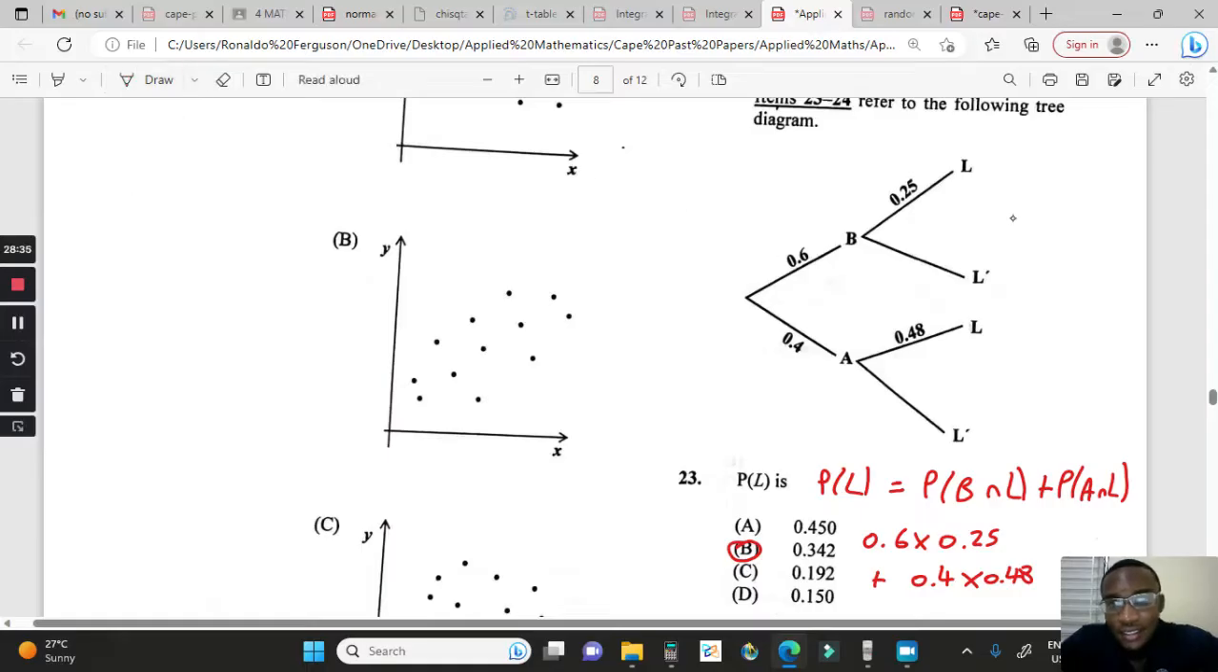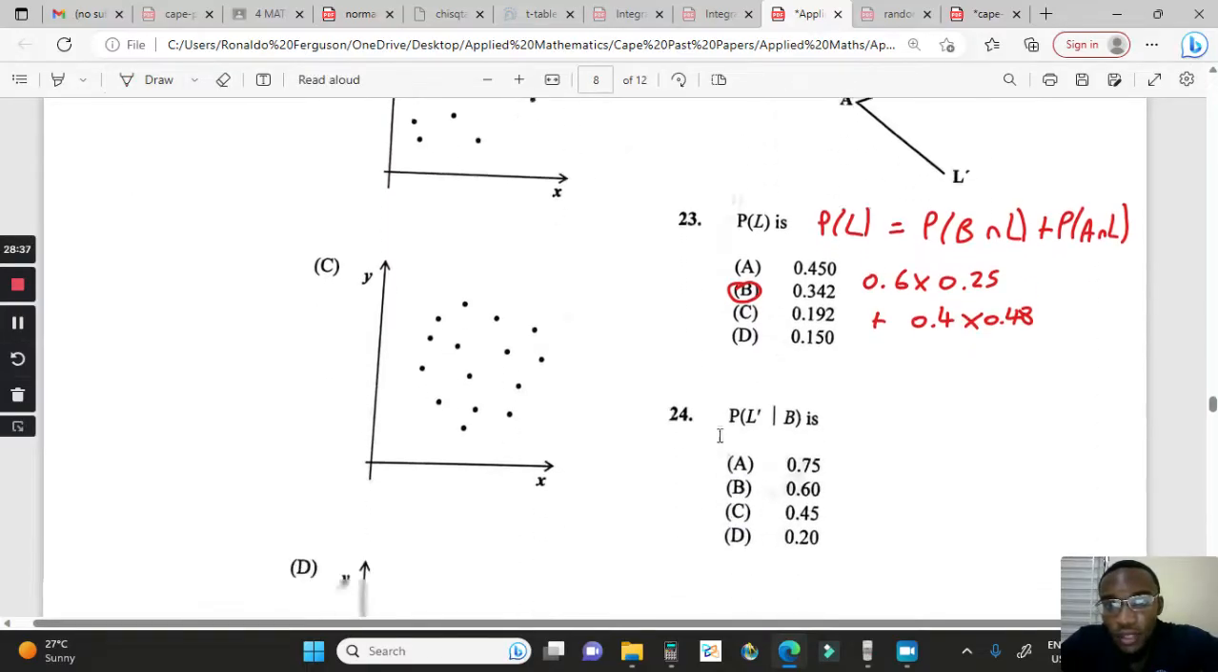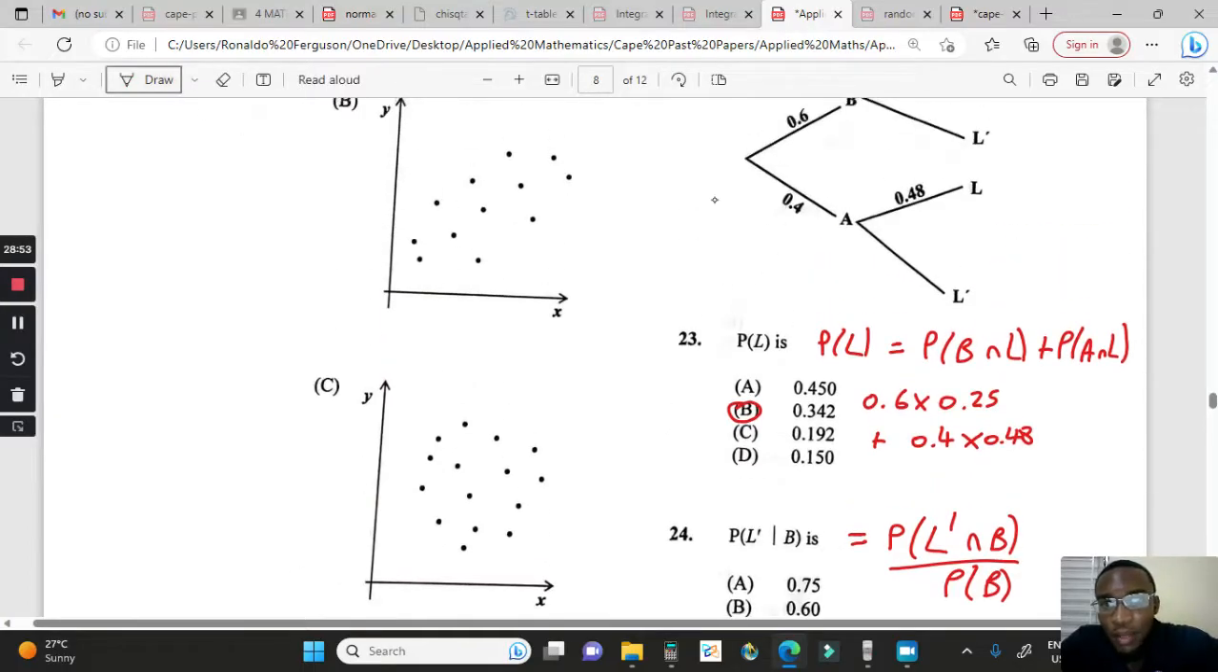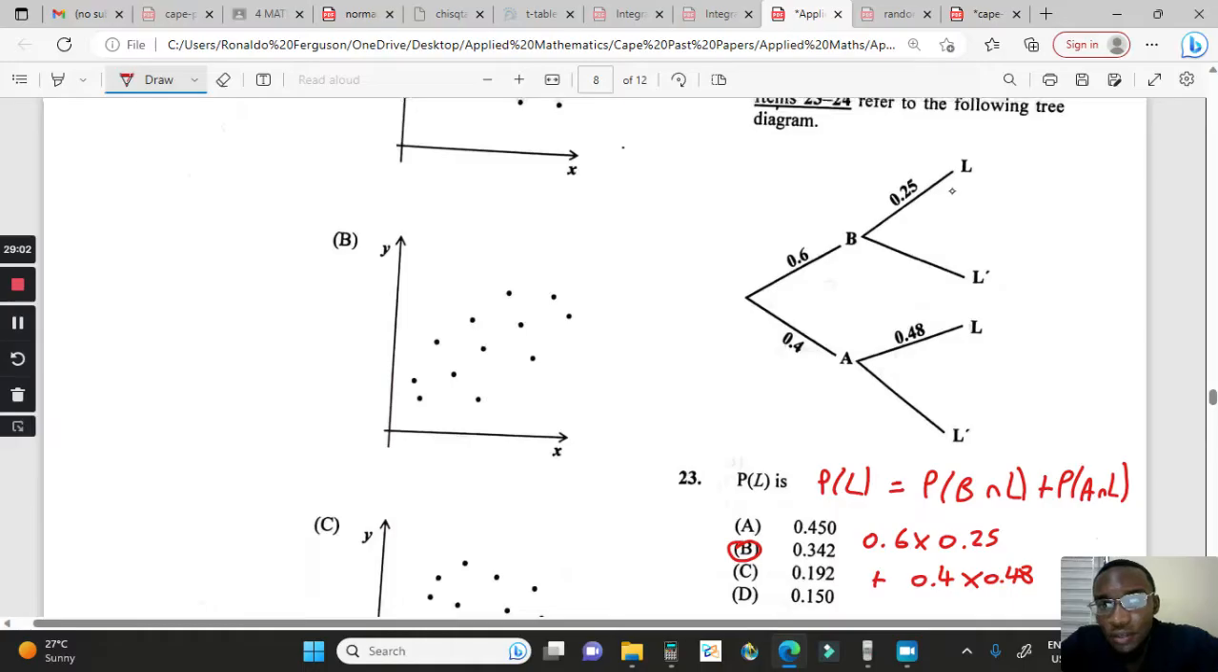Sweet. Now they want the probability of L prime given B. This is given by the probability of L prime intersect B over the probability of B, using the conditional probability formula. Now L prime intersect B, we look at L prime and B occurring at the same time. We have to go up. This is L prime and this is B, and this would be 0.75.